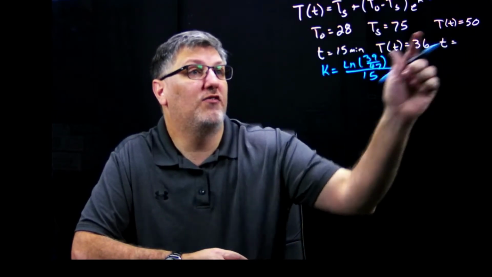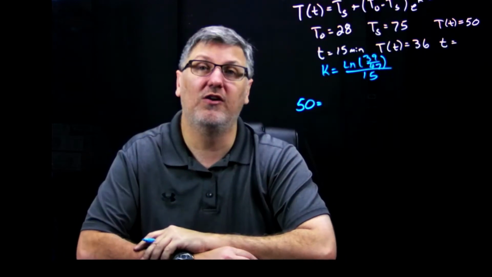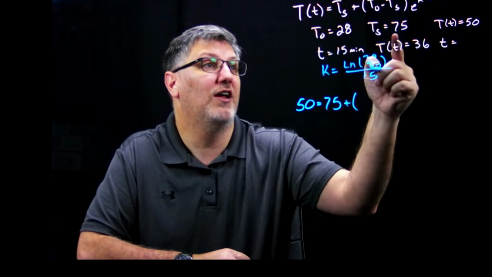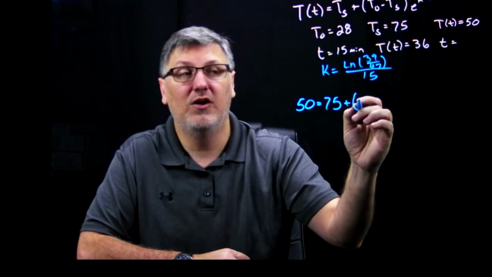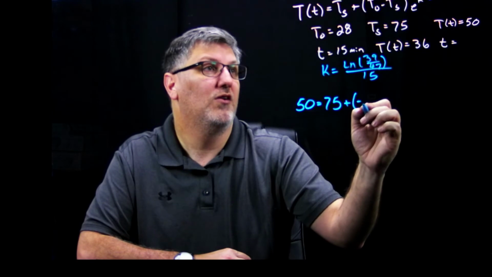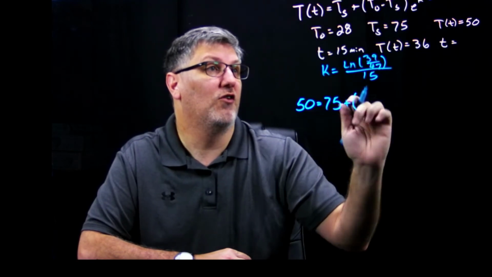Now I know T of t is going to be 50, because that's my target temperature I need to know the time for. I know my surrounding temperature is still 75, and my initial temperature is still going to be 28, and this is 28 minus 75, which was negative 47? Correct. Let me just write it in first before I actually do the numbers.